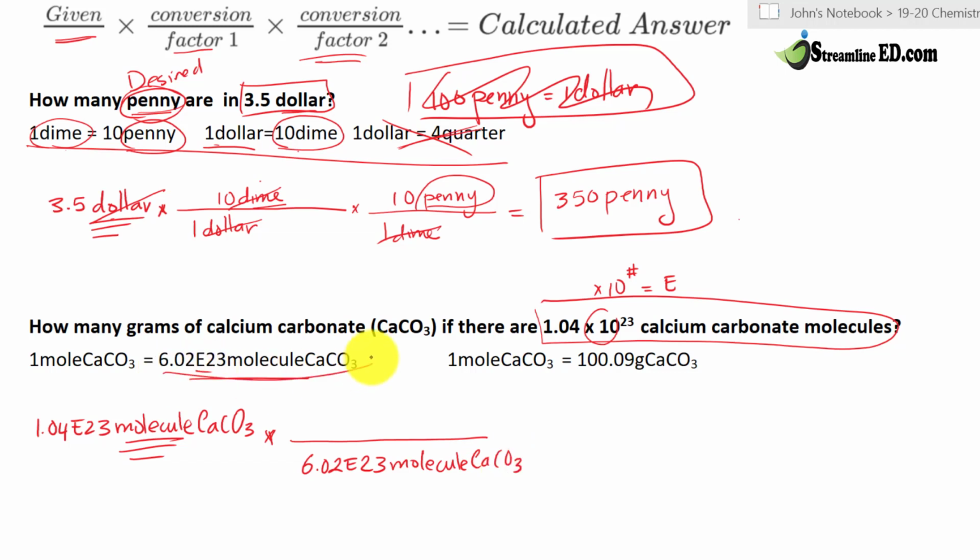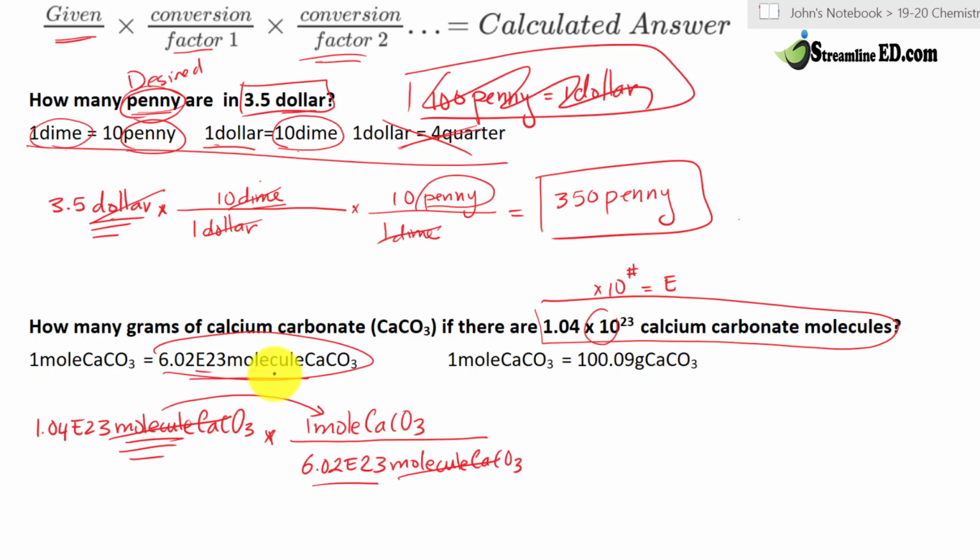And if this part is on the bottom, which is right here, the top part must be on top. So basically what we just did here, we cancel out the molecules of calcium carbonate. And what we have here on top is 1 mole of calcium carbonate. So we just convert from molecules to mole. That's what we just did by multiplying that first conversion factor.